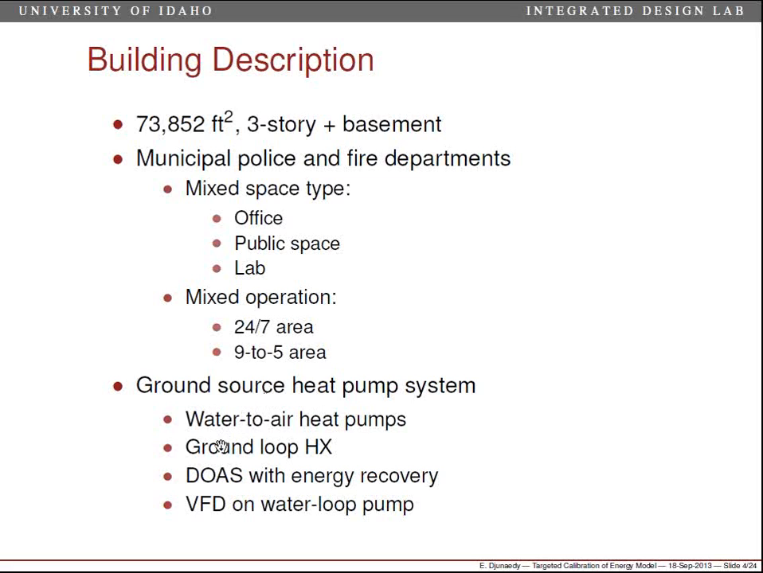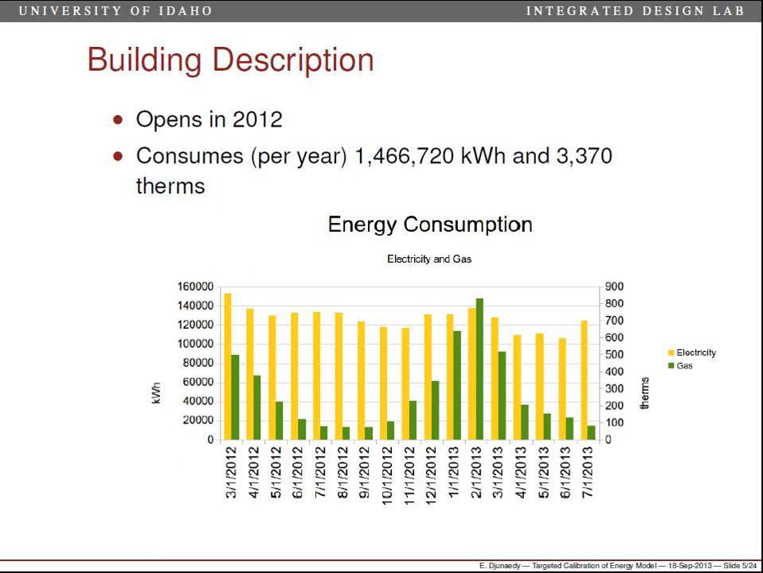And it also has the DOAS, dedicated outside air system, with energy recovery. And of course, they also install the VFD, variable frequency drive, on the water loop pump. Now, these are the important major HVAC systems, equipment that typically consume a lot of energy. And so that's why we are going to focus on these major equipment here. So it opened in 2012.